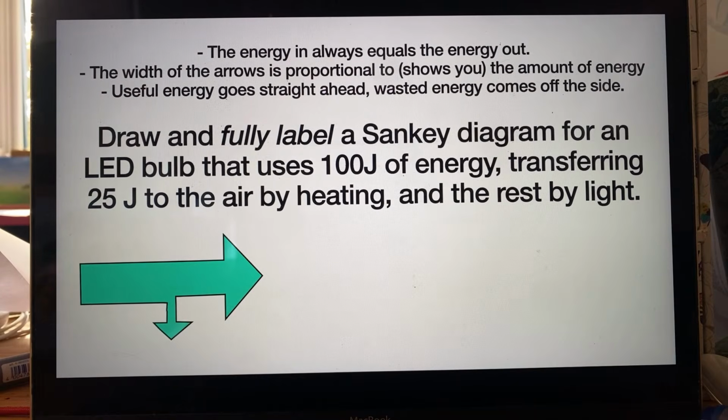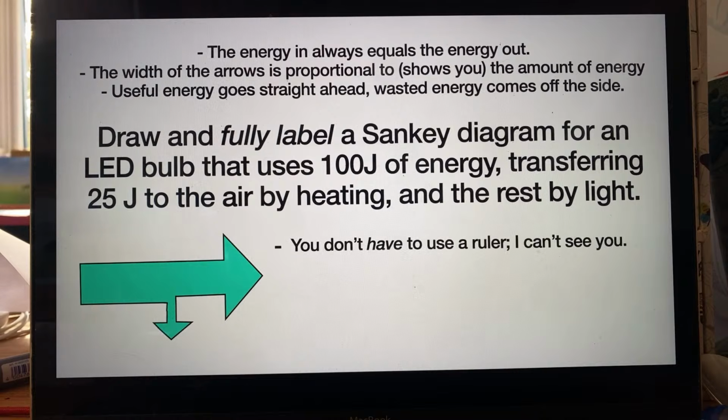What I want you to do, please, is using your terrible square paper, which is actually rectangles, can you try and draw and fully label a Sankey diagram for an LED bulb? That's a good bulb that we have now that is much more efficient, that uses 100 joules of energy, transfers 25 joules to the air by heating, and the rest by light. So it's 100 joules of energy is the input, 25 joules gets shifted to the air by heating, and the rest of it is shifted by the light pathway.